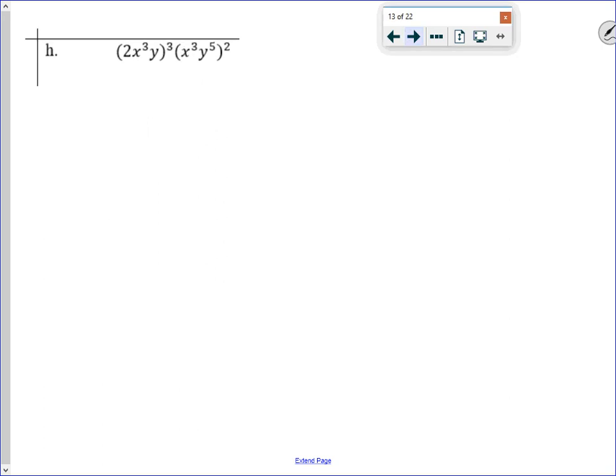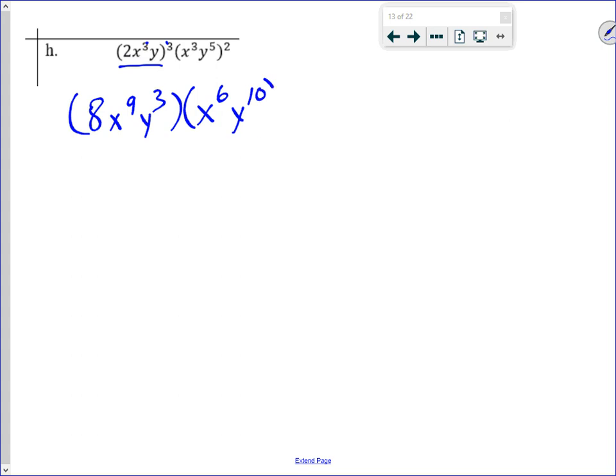Once again, raising everything in here to the 3rd power, so that's 8x to the 9th, y to the 3rd. Because when we raise a power to a power, we multiply the exponents, times x to the 6th, y to the 10th. Now I'm multiplying bases, so this will be 8x to the 15th, y to the 13th.